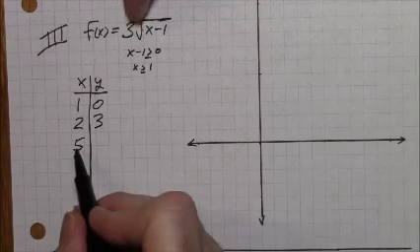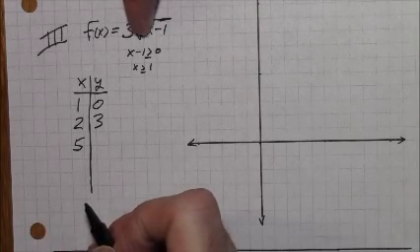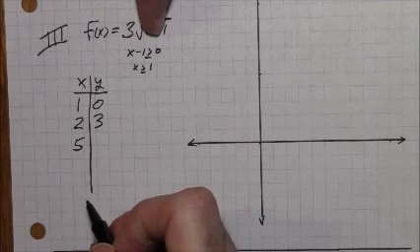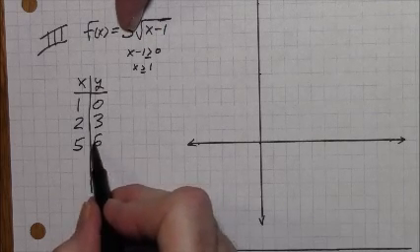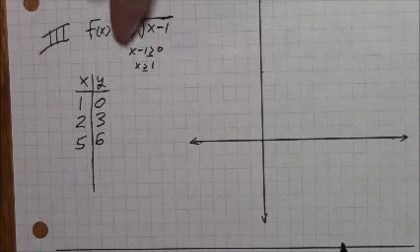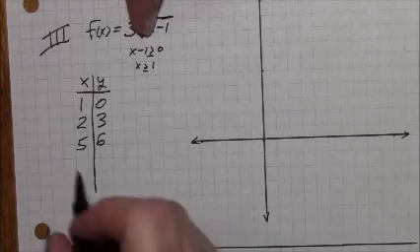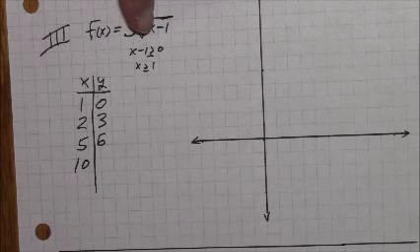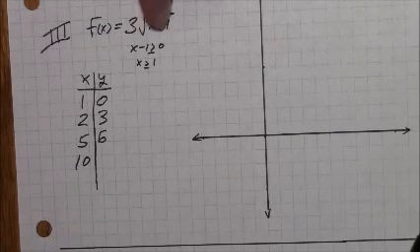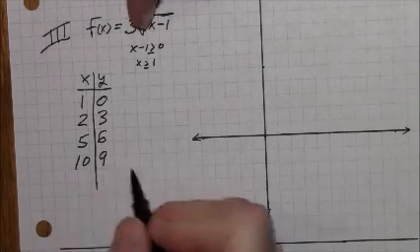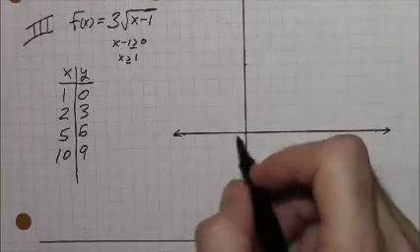So I'm selective with the numbers here just to make my life easier. 5 minus 1 is 4. Square root of 4 is 2. 2 times 3 is 6. Let's make it a 9 because I know square root of 9 is a 3. So in order to make it a 9, the x has to be a 10. 10 minus 1 is 9. Square root of 9 is 3. 3 times 3 is 9. I have enough things to graph with.